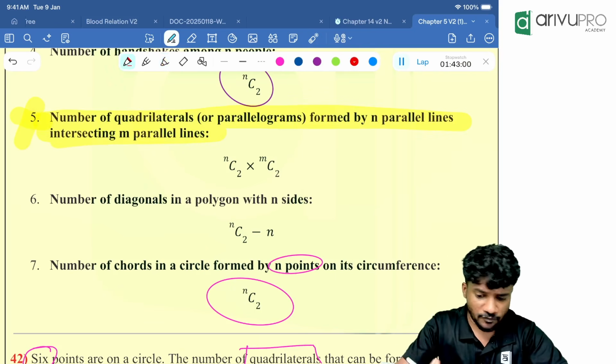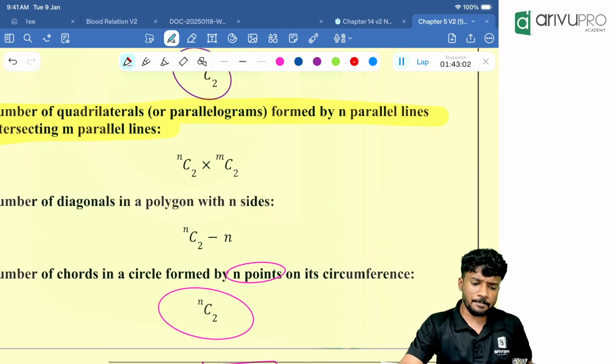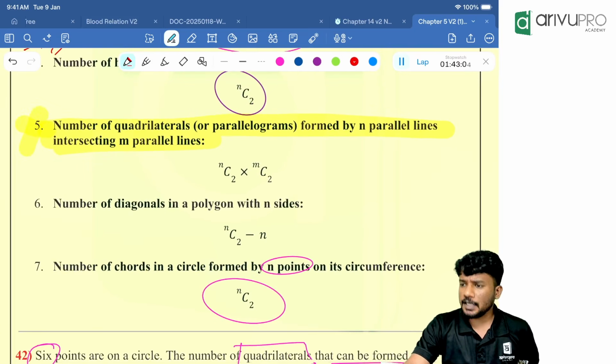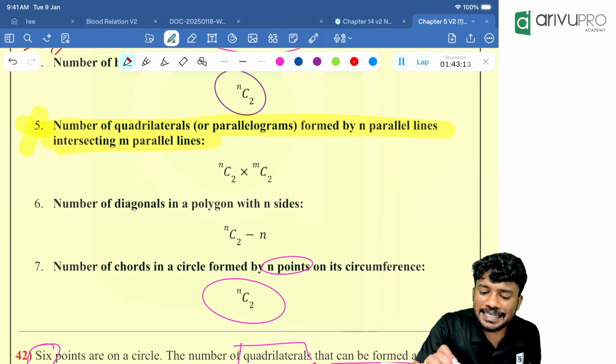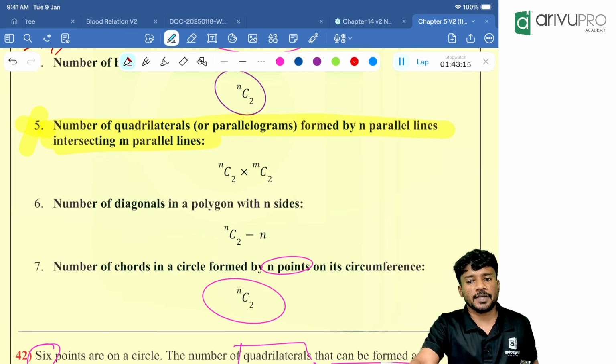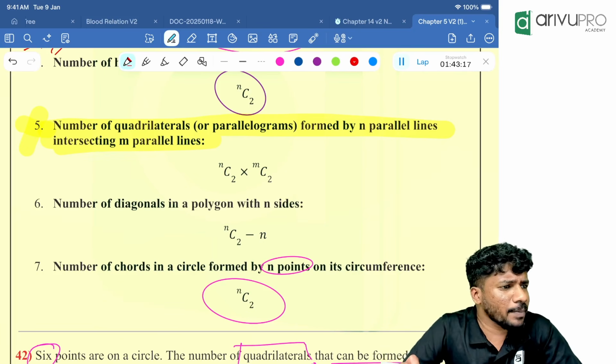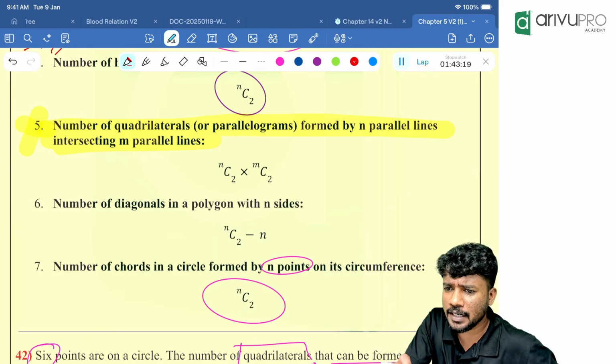I will prove this formula right in front of you. The number of quadrilaterals or parallelograms formed by n parallel lines intersecting m parallel lines. What do you mean by that? N parallel lines intersecting m parallel lines.